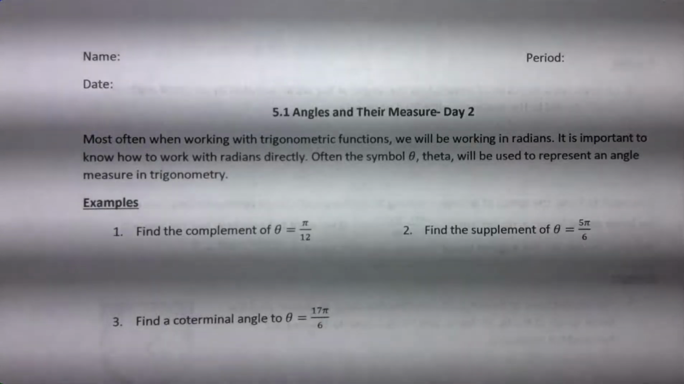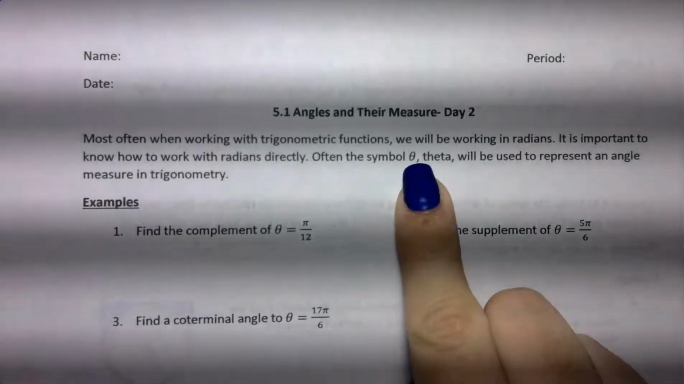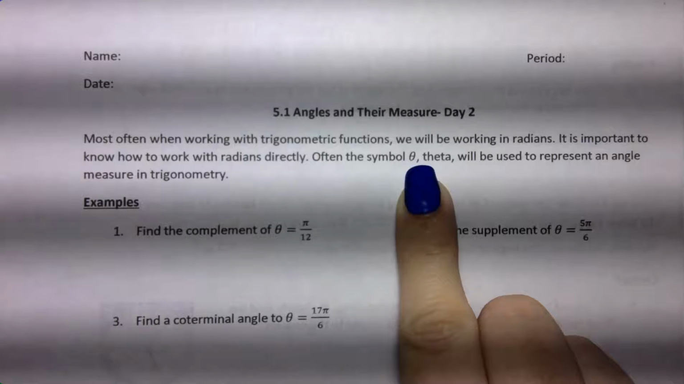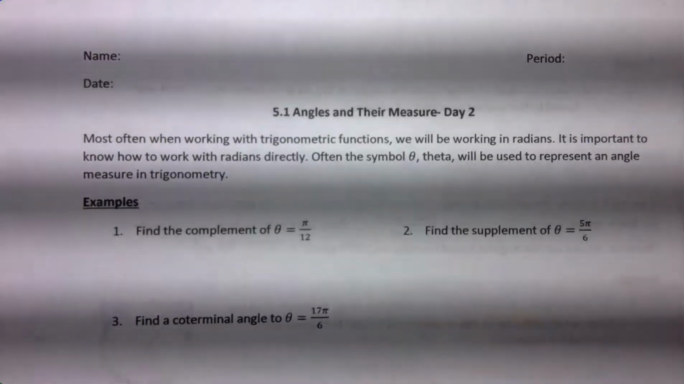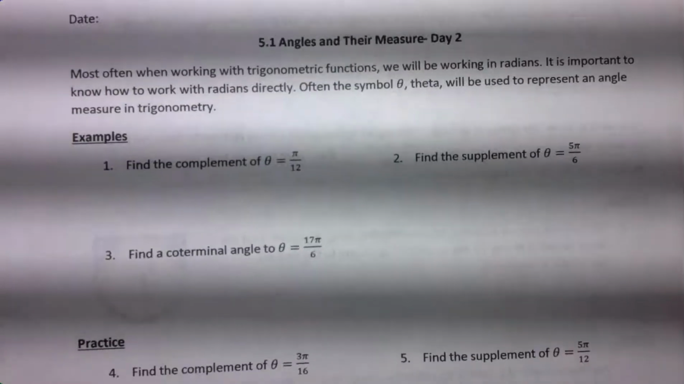So another new thing that will be here is we will start seeing this symbol, which looks like a 0 with a line through it. It is called theta, and it's used to represent an angle measure in trigonometry, which remember is the focus of the semester. Number 1 wants me to find the complement.